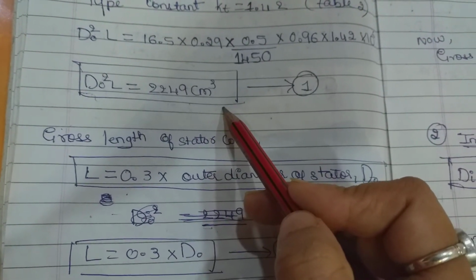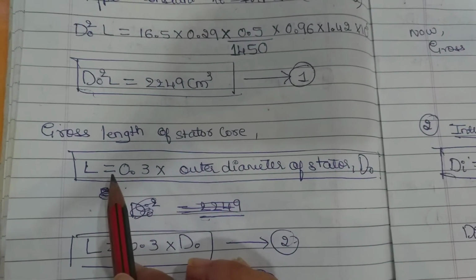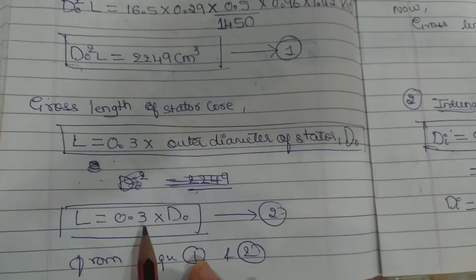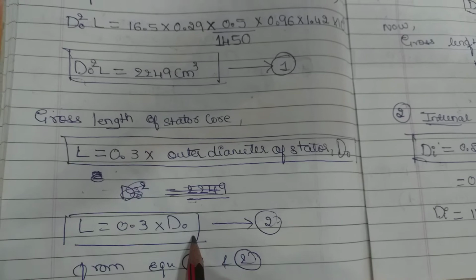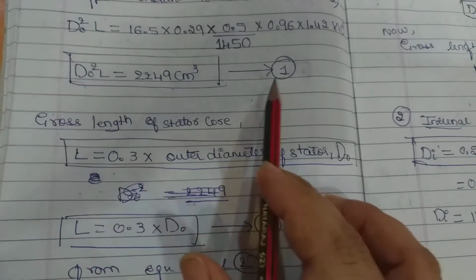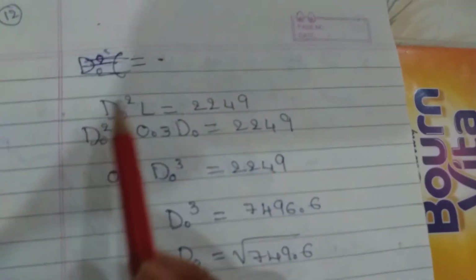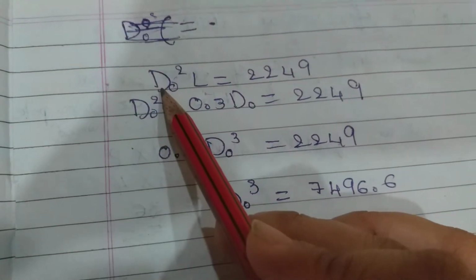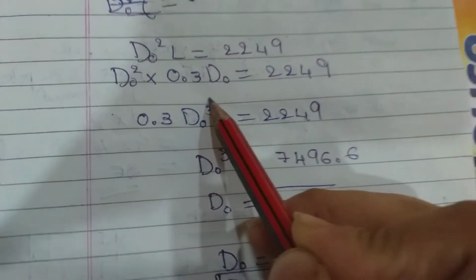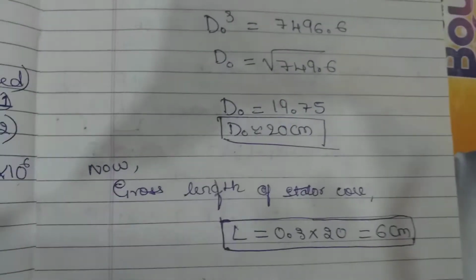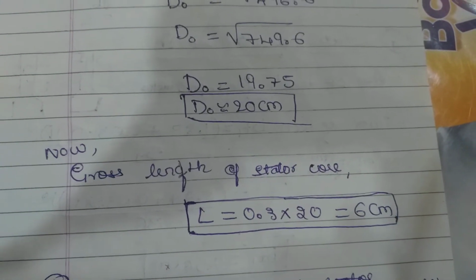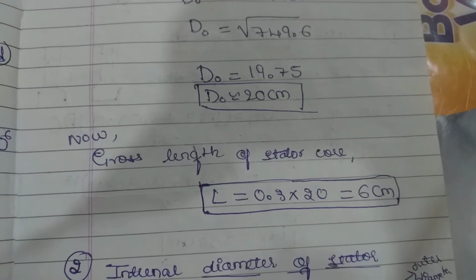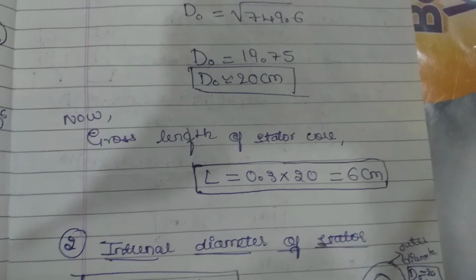So we will use one more formula, that is L is equal to 0.3 into D0, where D0 is the outer diameter of the stator. 0.3 is a constant. Now we need to find D0. So by solving these two equations, D0 square L is equal to 2249 is equation 1. In equation 1 we are substituting equation 2. After simplifying, we get the value of D0 as 20 centimeter. If this D0 is substituted in equation 2, we get the length L, which is 6 centimeter.